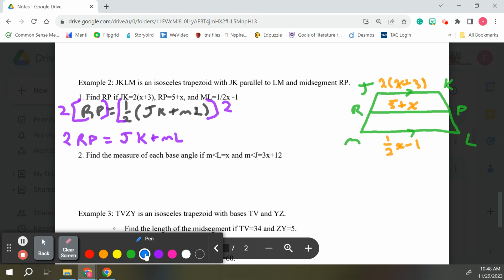So we're going to have 2RP. 2RP is going to be 2 times 5 plus x equals JK, which is 2 times x plus 3. And then we're adding that to ML, which is 1/2 x minus 1. Does that make sense? Is there anybody that has any questions on what I did there?